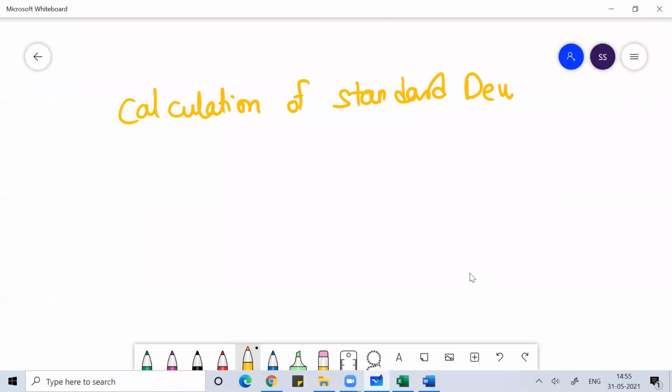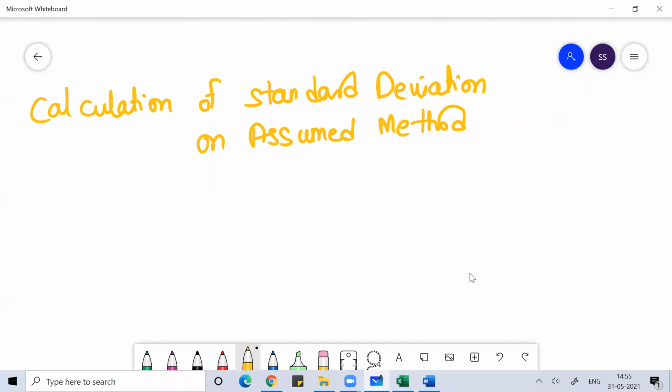If you have to do the calculation of standard deviation on the assumed mean method or step deviation method, I hope you understand, both mean the same thing. Whenever you take an assumed mean, you automatically calculate the step deviation.